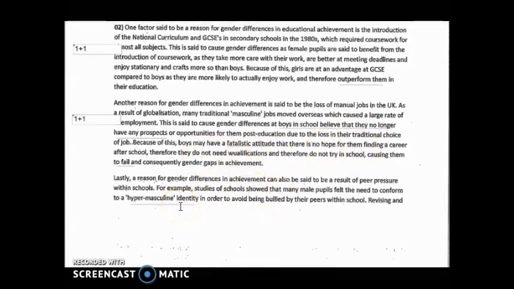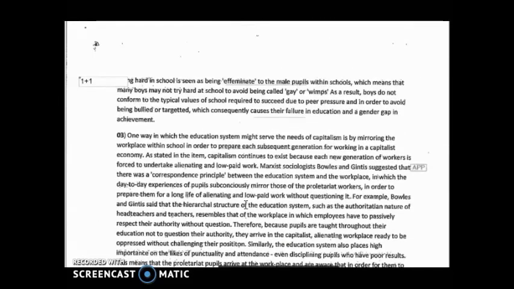And then finally, we have got peer pressure within schools. So we've got male pupils being pressured to do with hyper masculinity identity. Revising, moving down, is seen as being effeminate or seen as being feminised, so labelling them as gays or wimps, which then causes their failure. So 3 clear reasons, clearly linked to educational achievement, with an indication of whether they are achieving or they are failing.